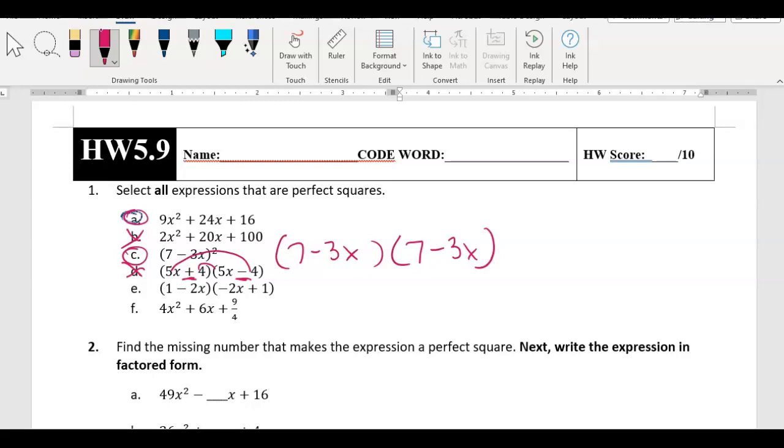This letter E, we can actually rewrite this as (1 minus 2x) squared. So this is actually a perfect square. It is just written differently, right? But it is actually a perfect square.